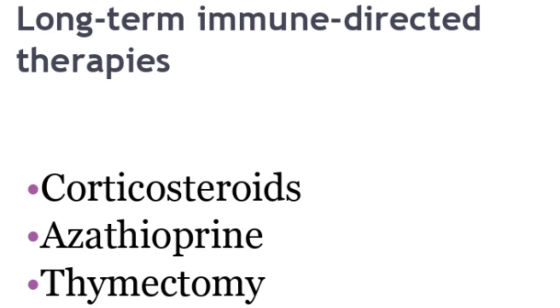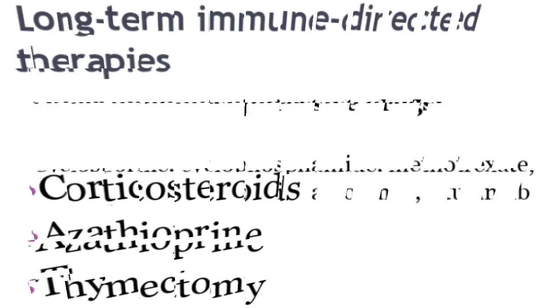Thymectomy is performed to potentially avoid chronic immune suppressive therapy, or if immune therapy has failed or patients have had intolerable side effects from immune therapy. It should be considered early, that's to say within 1 to 2 years after onset, in patients between 15 and 50 years old.